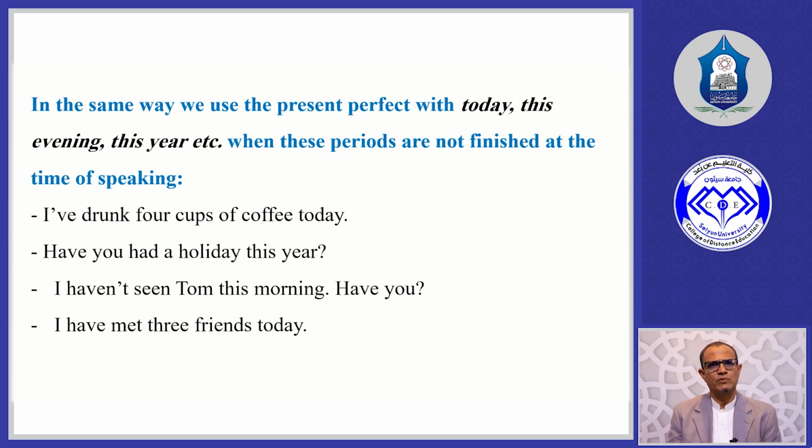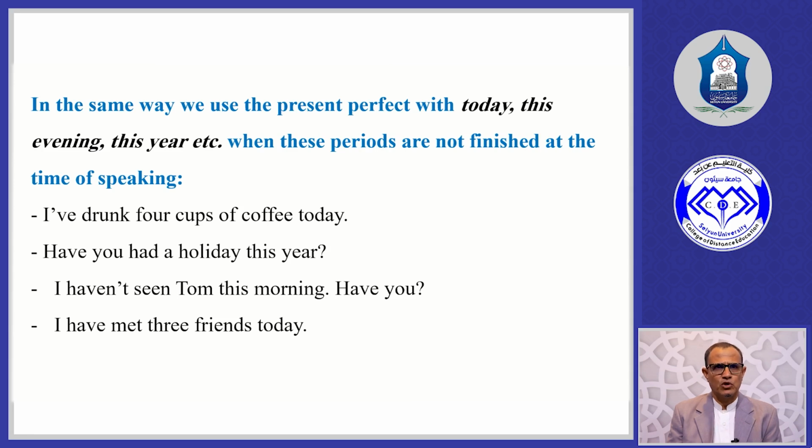I haven't seen Tom this morning. Have you? So we are still in the morning now. So I say, I haven't seen Tom this morning. We don't say "I didn't see Tom this morning" while we are still in the morning. But when I'm, for example, in the evening, I say, I didn't see Tom this morning, because now I'm talking in the evening. I'm not talking in the morning.